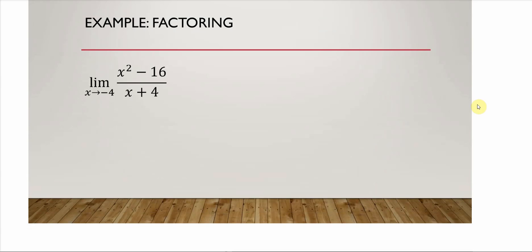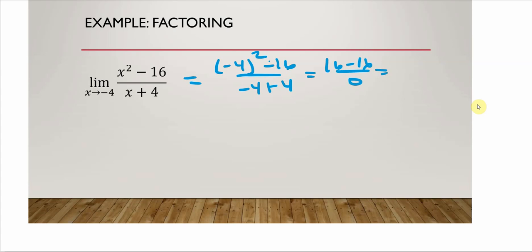The very first one, it says, I'm going to take the negative 4 and plug it in. I'm going to get negative 4 squared minus 16 over negative 4 plus 4. That's going to give me 16 minus 16 over 0. That's 0 over 0, and this is going to be my clue. That's going to tell me it's a hole. And every time we get a hole, we're going to be able to simplify it.